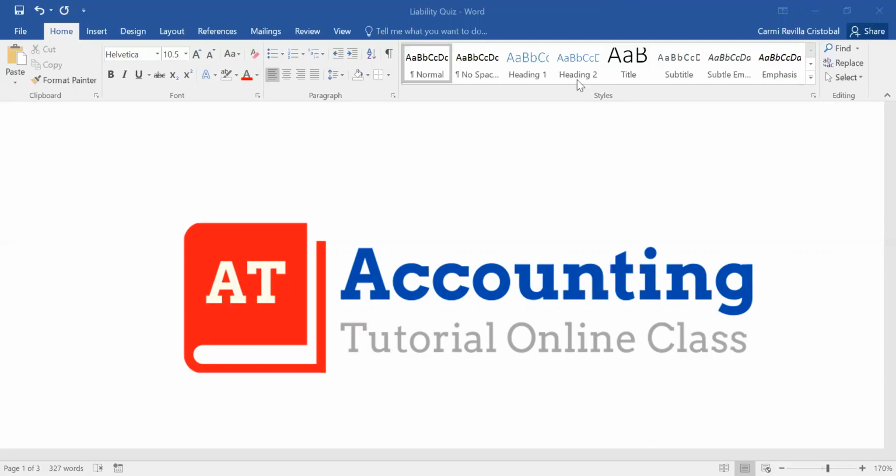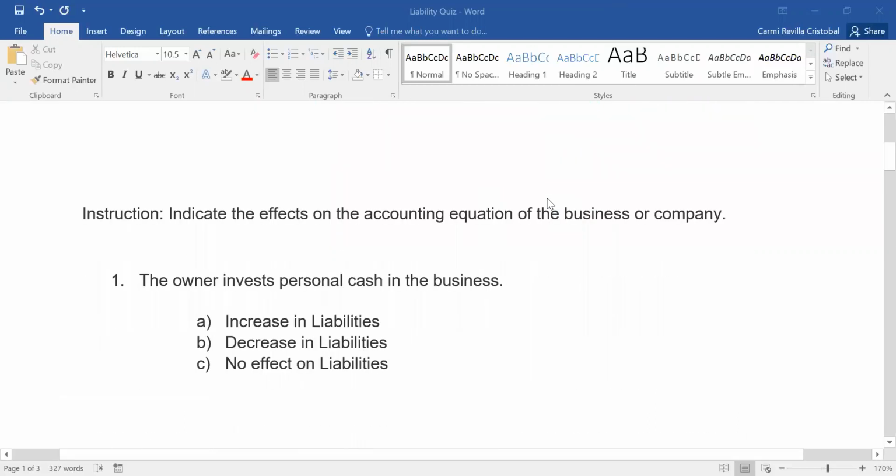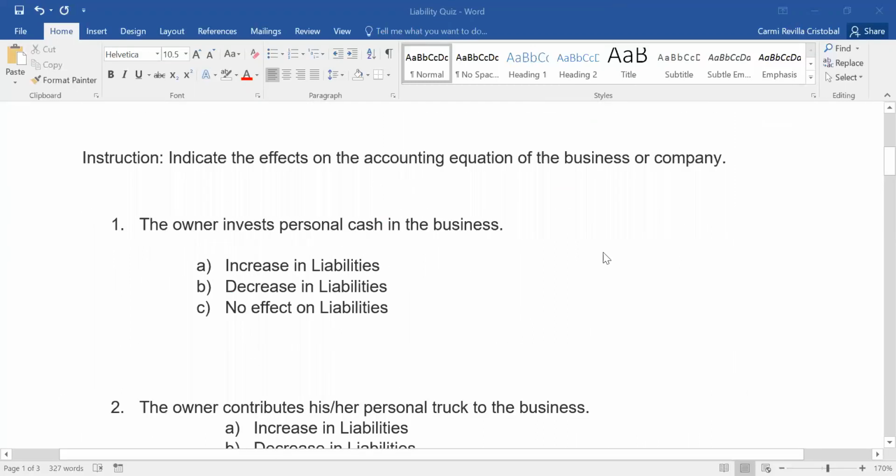So we will have a quiz regarding liability. Instructions: we have to indicate the effect on the accounting equation, or at least the effect on the liabilities, of certain business transactions that I will read here. So let's do this.